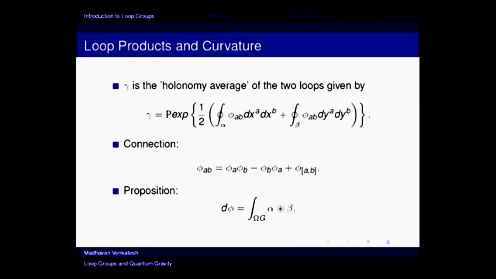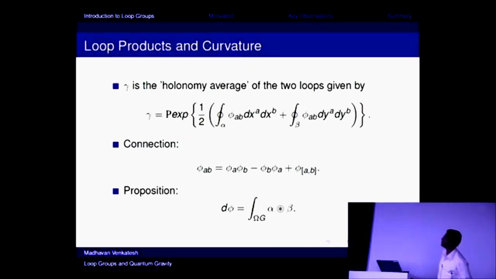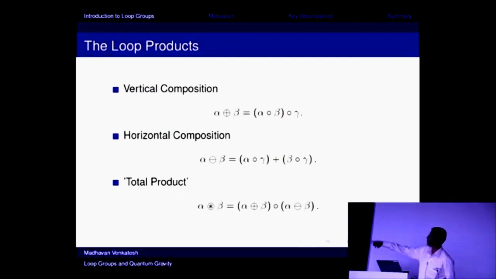Okay, so what have these loop products got to do with anything? So we define that gamma over there as the path ordered exponential of a quantity I call the holonomy average of the two loops alpha and beta, and the connection there, the phi AB, is defined in a quantization compatible manner. And after that we propose that the curvature of the connection is the integral over the loop space, that is omega g, of the total product that we saw down there.